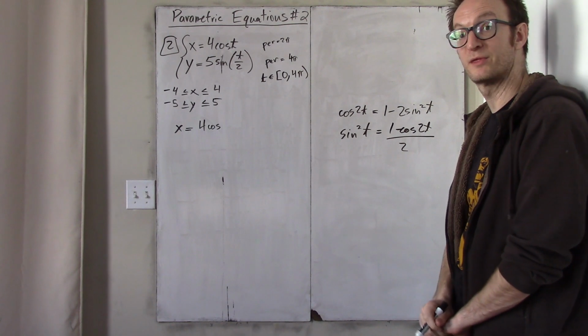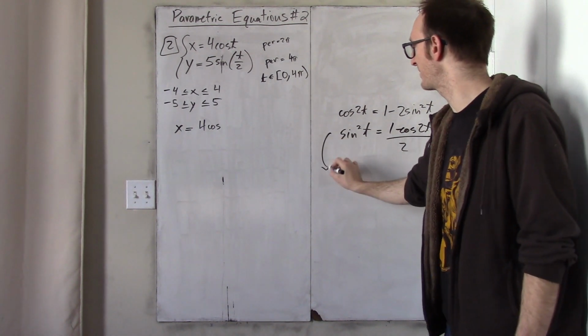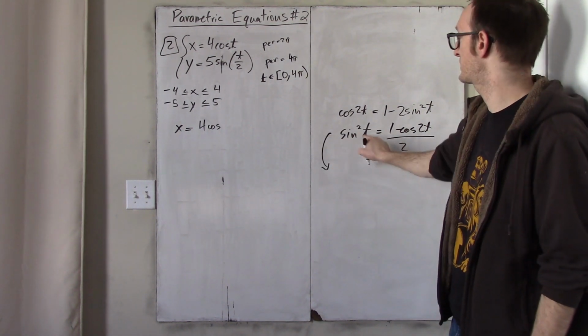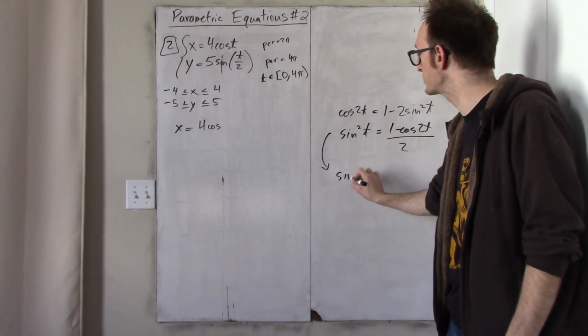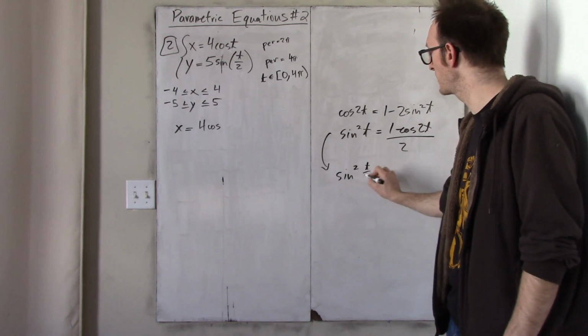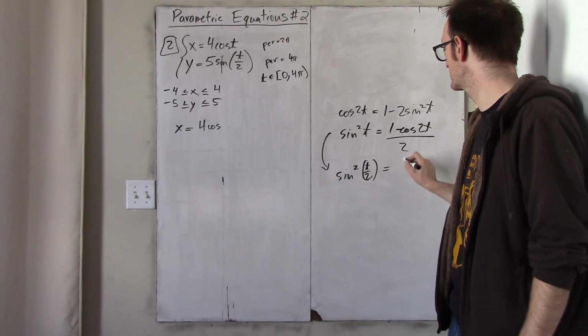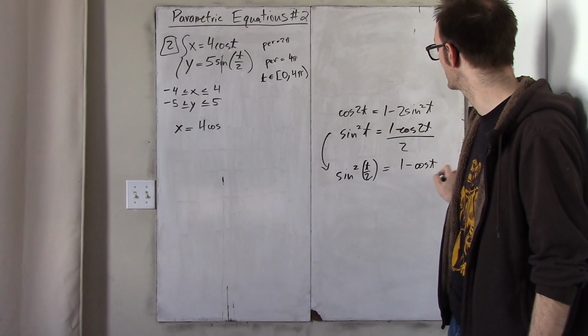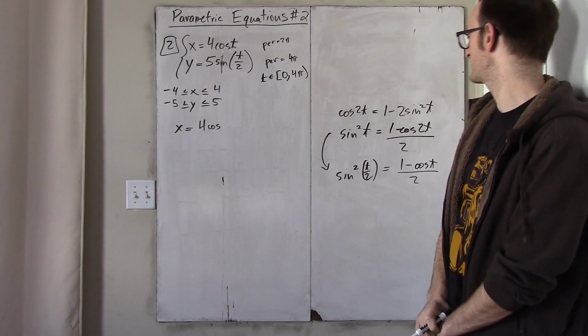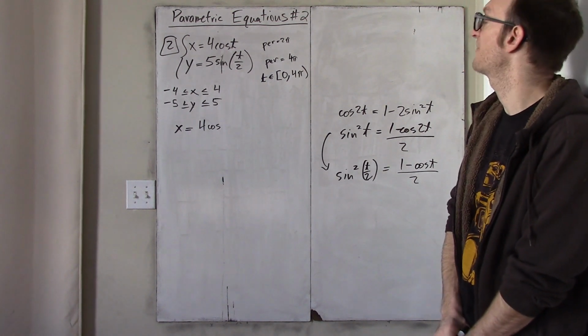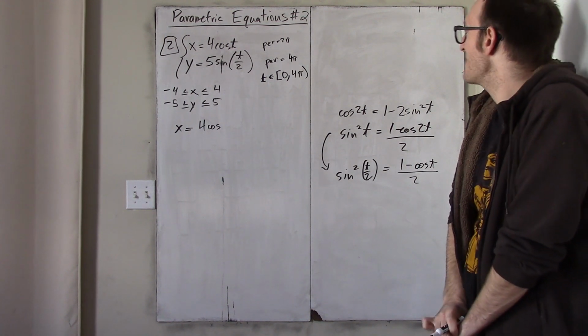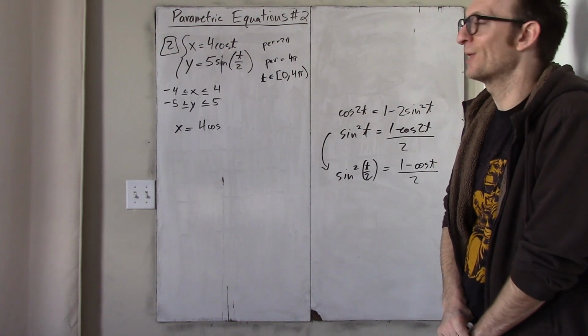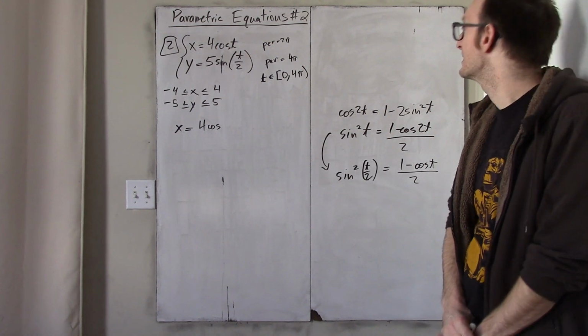The next thing to do, I mentioned it but didn't actually do it, is to stick in t over 2 for t. So you get sine squared t over 2 is 1 minus, but now when you plug in t over 2, you get 1 minus cosine t over 2. In other words, if you take the square root of both sides, you get the half-angle formula. The half-angle formula really is the double angle formula in disguise.